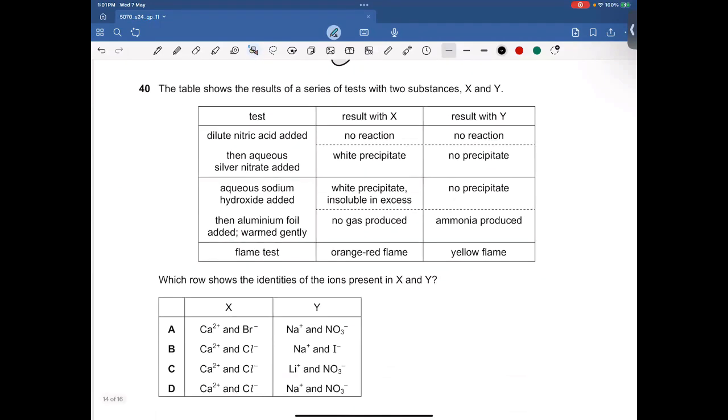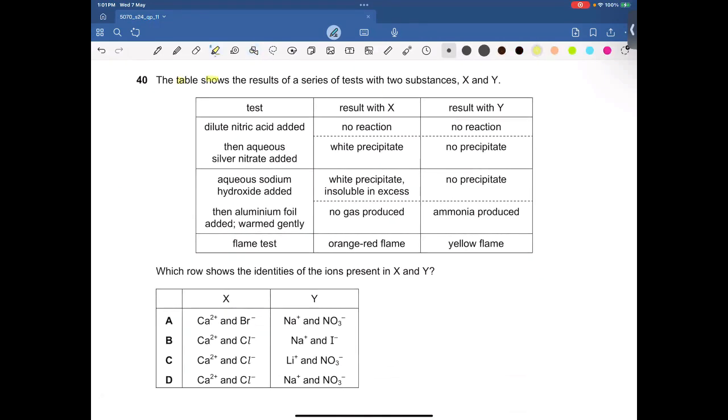My goodness, 40. The table shows the result of a series of tests with two substances X and Y. Yes, identification of cations और anions है। इसके आपको notes नहीं मिलते, पेपर 1 में भी, पेपर 2 में भी। आपको ये याद करना पड़ेगा कंटेंट पूरा। Dilute nitric acid is added, no reaction, no reaction. Okay. Then aqueous silver nitrate is added, white precipitates, इसका मतलब chloride ion. So X contains chloride ion. The statement option A is incorrect.